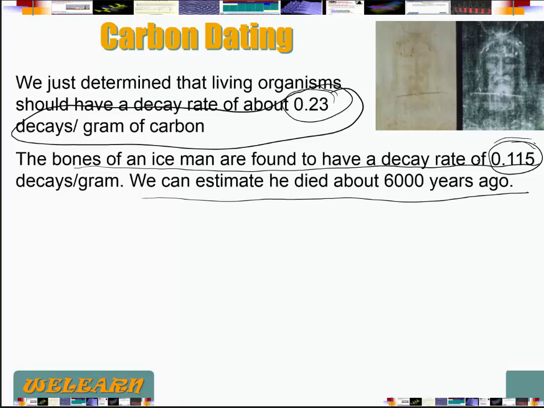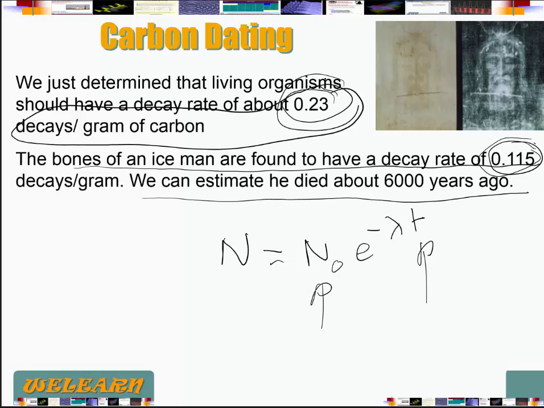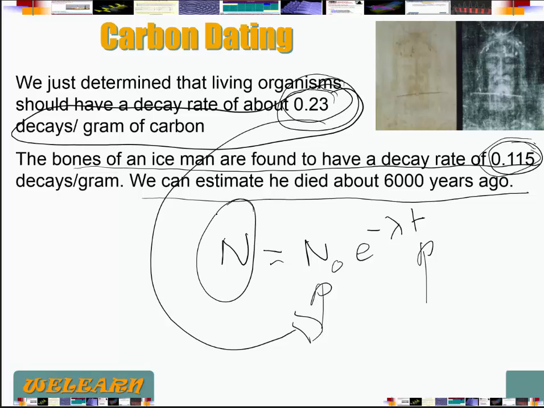Now, if it is something different than just half of it, we just use the equation. N is equal to N0 exponential minus lambda t. We can find the time this way. Now, N0 is going to be our 0.23, and N is whatever the rate is right now.